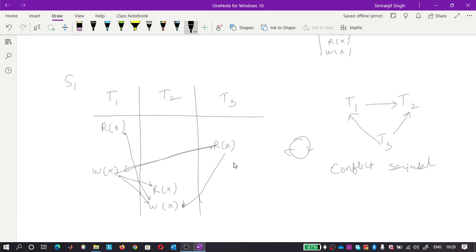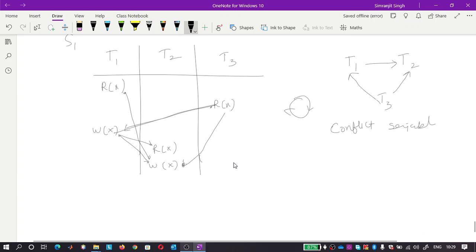Now the main question will be to which serial schedule it is conflict serializable. It's a bit more tricky here, because there are three transactions involved. You can solve this by topological sort.